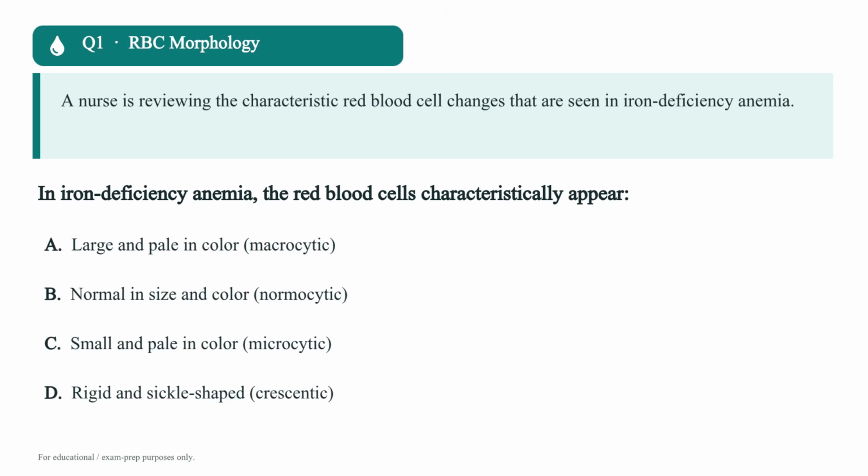Let's go. Question 1. RBC morphology. A nurse is reviewing the characteristic red blood cell changes seen in iron deficiency anemia. In iron deficiency anemia, the red blood cells characteristically appear: A. Large and pale in color, macrocytic. B. Normal in size and color, normocytic. C. Small and pale in color, microcytic and hypochromic. D. Rigid and sickle-shaped, crescentic. Pause and choose.